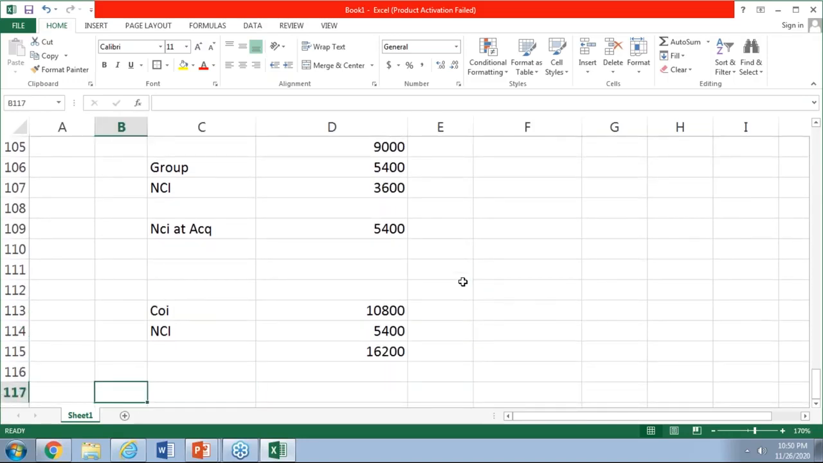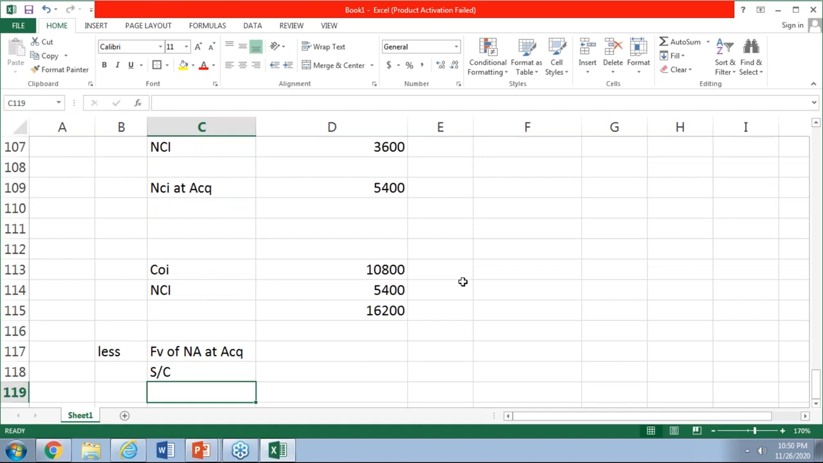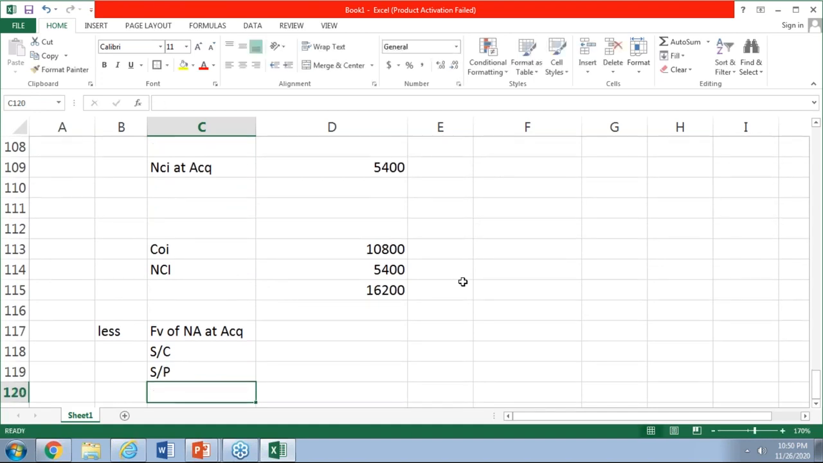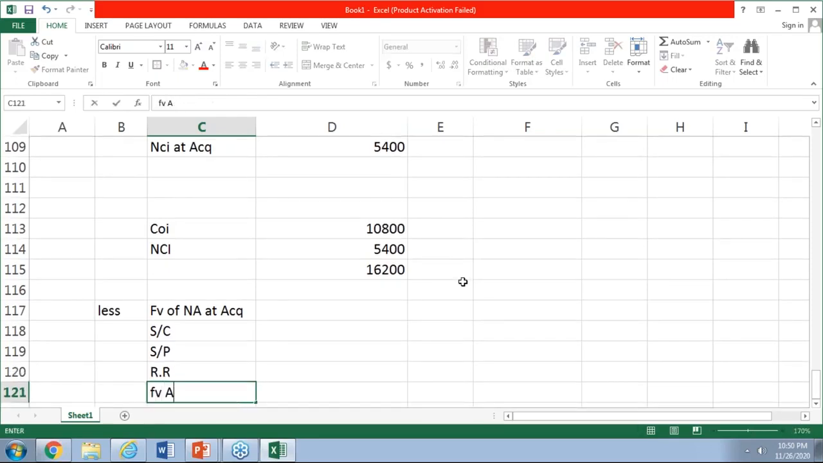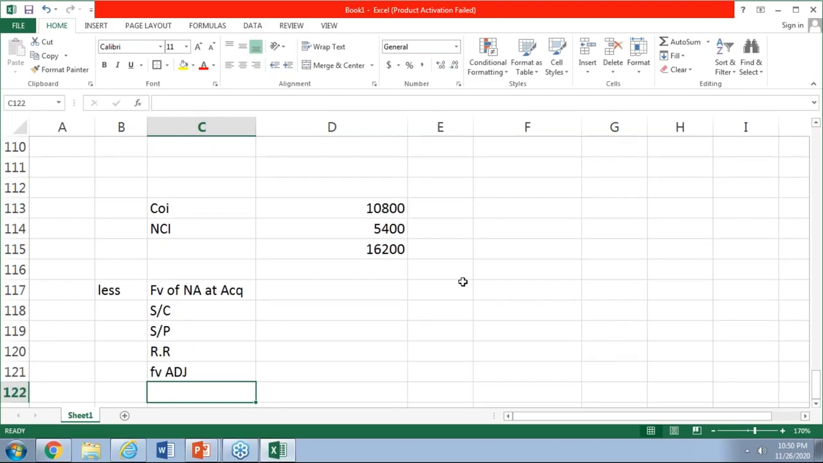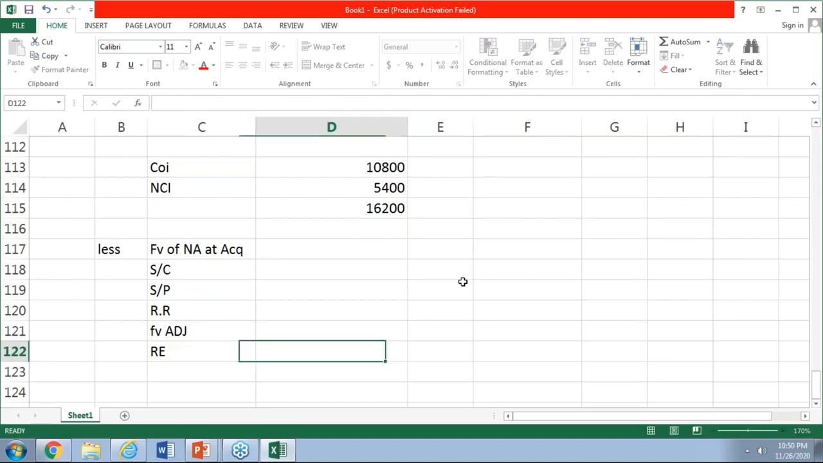So for the calculation of the goodwill, fair value of net assets at acquisition should be deducted. Now, how can we calculate the fair value of net assets? It will be the sum of share capital of the subsidiary, share premium of the subsidiary, revaluation reserve of the subsidiary, fair valuation adjustment, and retained earnings of the subsidiary at acquisition. So these are the things that you need to add.